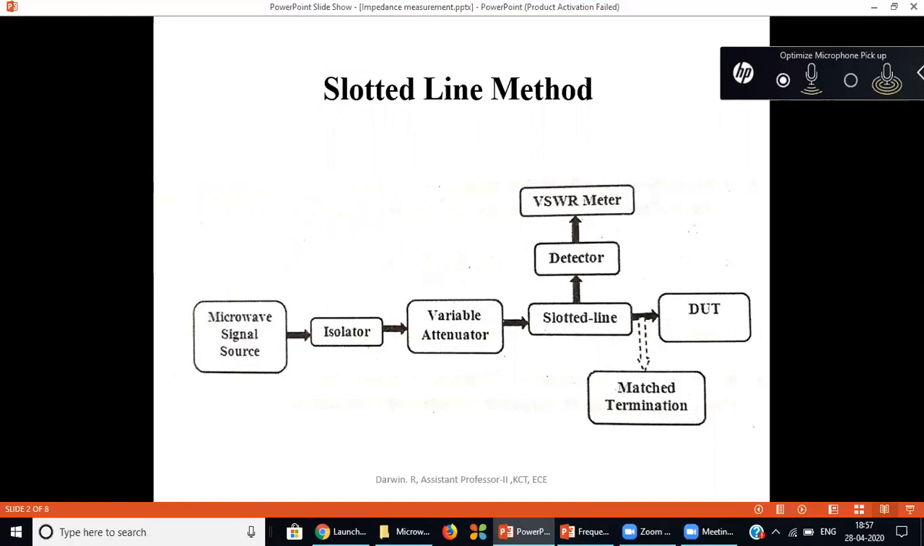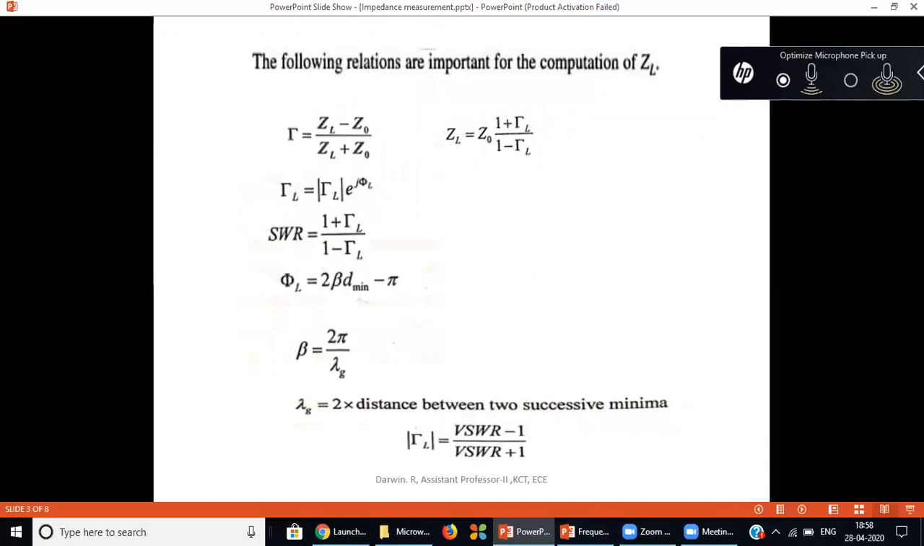If you want to find the impedance, in this example we are going to find the impedance of a device or component which is unknown. So the device under test here is the unknown component, and the slotted line is connected to a detector and VSWR meter for our measurement purpose. In this topic, our objective is to find the impedance of the device under test, the unknown device.